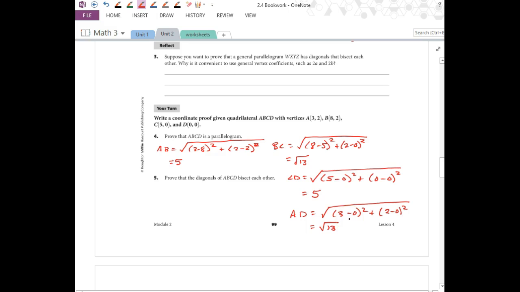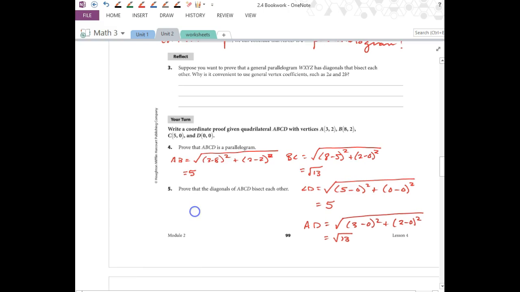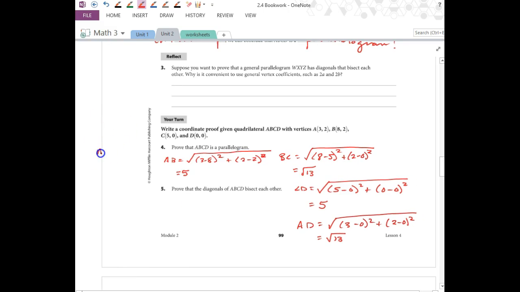Okay, so what do you think? Is this a parallelogram? Yeah. It is. Okay, so we could say ABCD is a parallelogram because opposite sides are congruent.